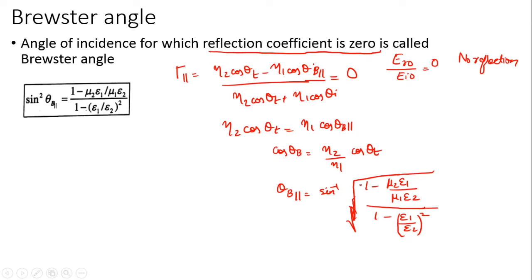So theta b, the Brewster angle corresponding to parallel polarization, is given by sine inverse square root of (1 minus mu 2 epsilon 1 divided by mu 1 epsilon 2) divided by (1 minus (epsilon 1 by epsilon 2) the whole square).